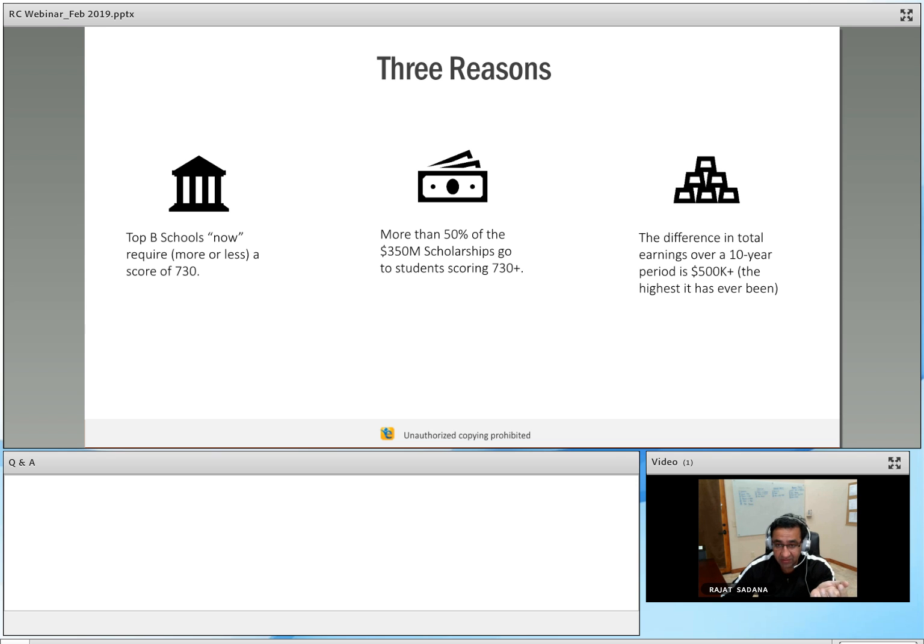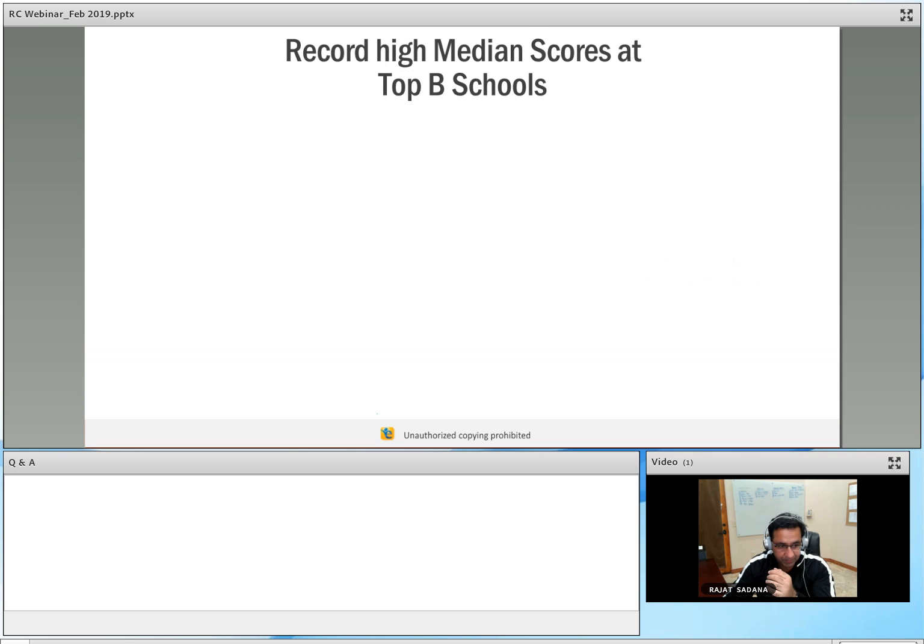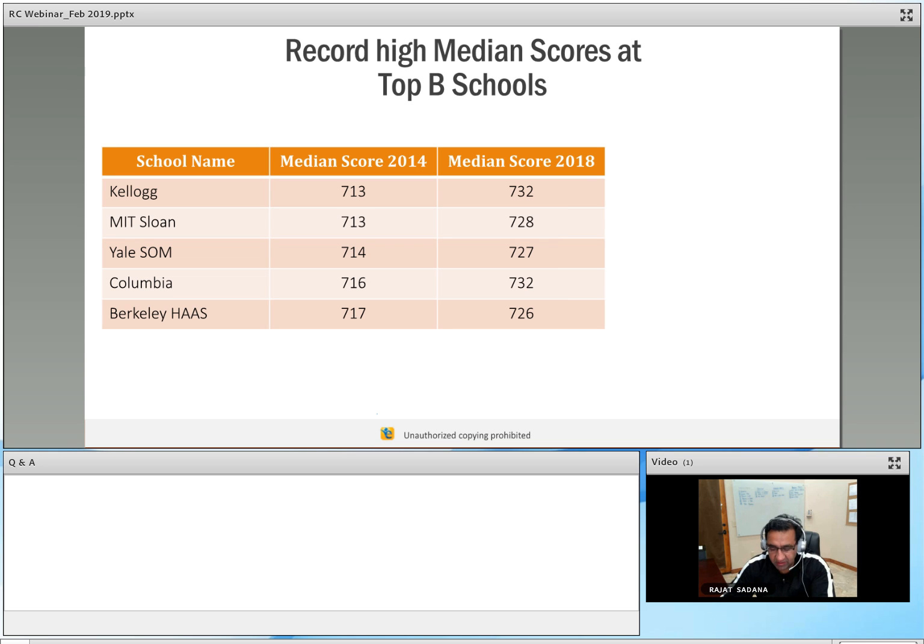And then the third reason, which I think is the biggest reason but also takes the longest to realize, is if you look at the delta between the total earnings that a graduate of a top school earns versus what a tier 2 school earns, that delta is the highest that it has ever been today. And over a 10-year period, that delta is close to $500,000. So essentially, those 700 versus 730 could, for many of you, mean more than $500,000 of ROI if you even include the cost of capital. So let's look at why we say that. I'm going to briefly go into each of these three reasons.